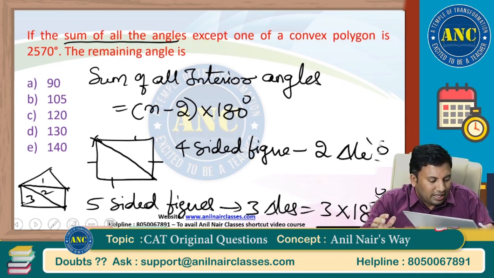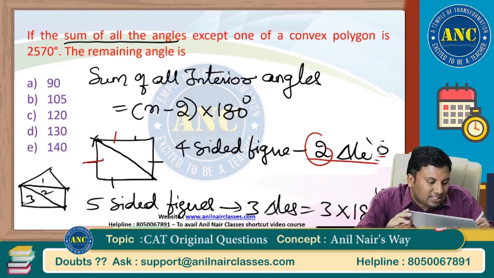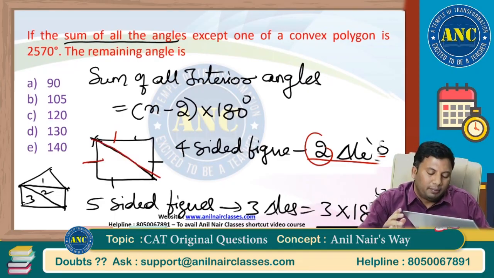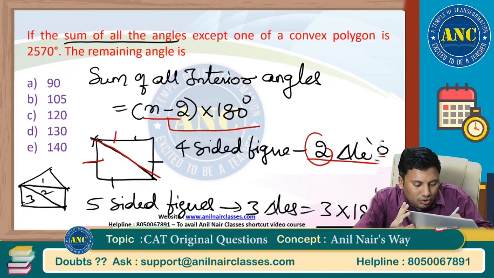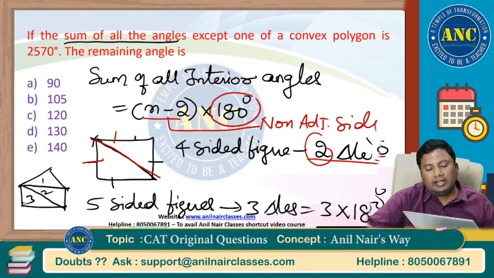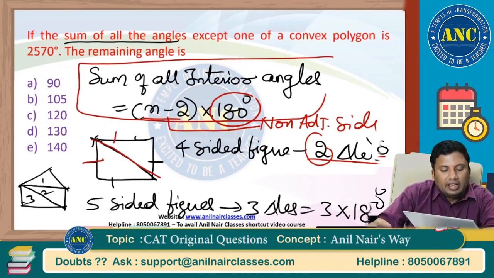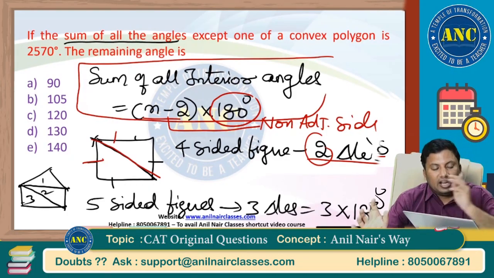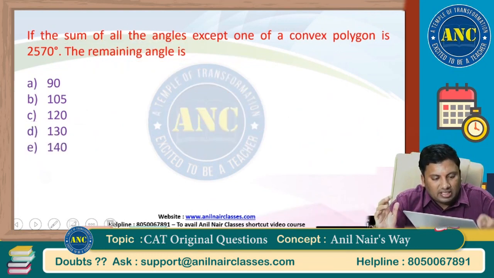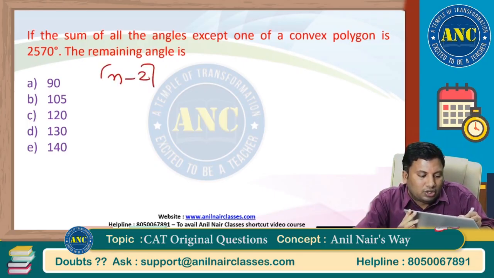Now if you see here, a four-sided figure has got two triangles. The non-adjacent ones will be n minus 2. n minus 2 is nothing but the number of triangles, each with sum 180. Sum of all interior angles is given by n minus 2 into 180 degrees. Listen carefully to this approach, sir. Then the next question you can solve in 10 seconds. n minus 2 into 180 degrees.